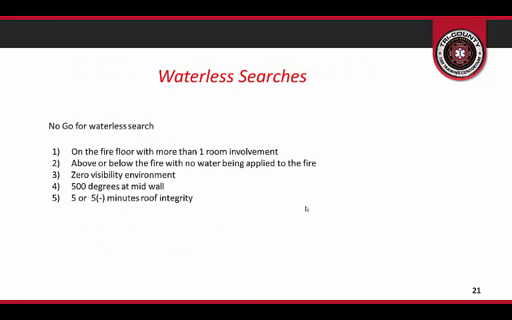So, no-go for waterless searches: on the fire floor with more than one room involvement; above or below the fire with no water being applied to the fire; zero visibility, 500 degrees at mid-wall, and the integrity of the building. And this is what that should look like.